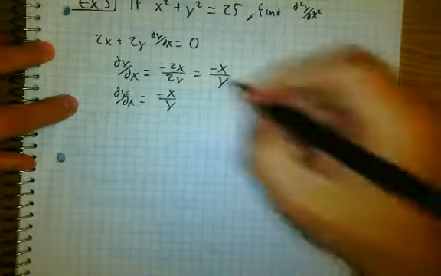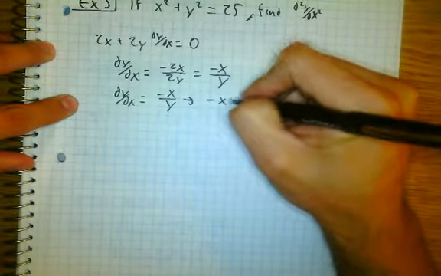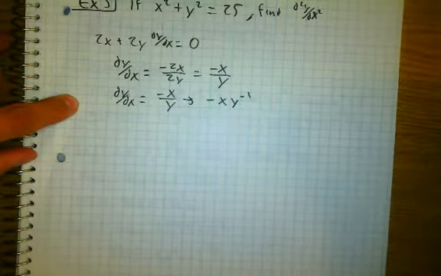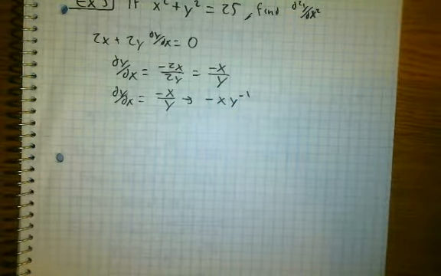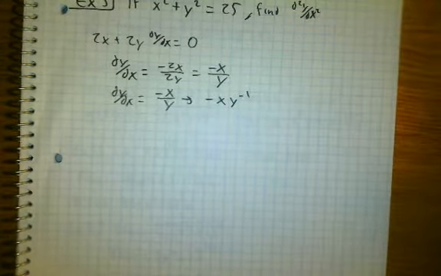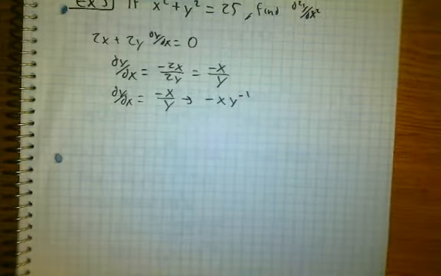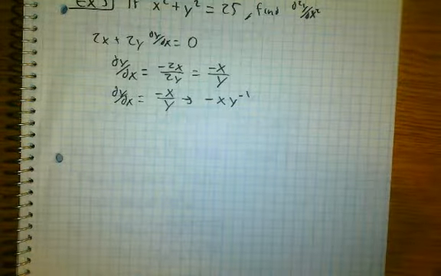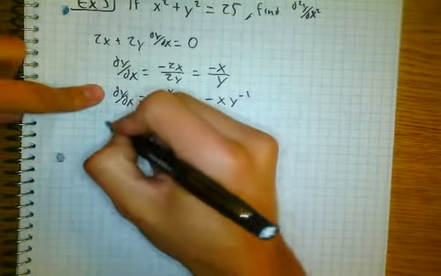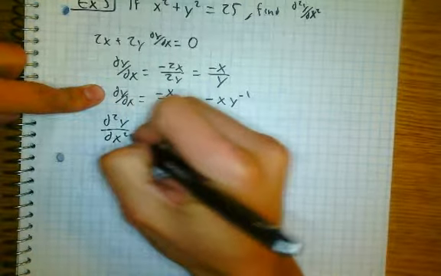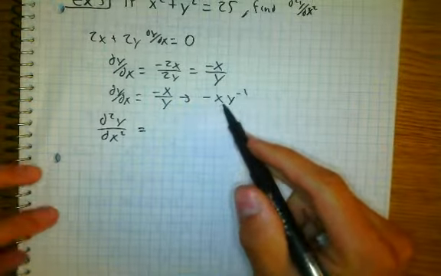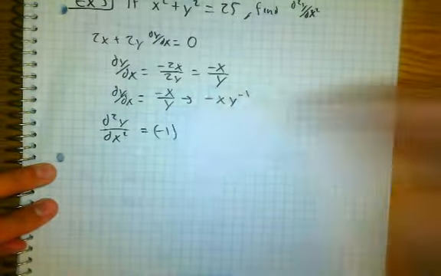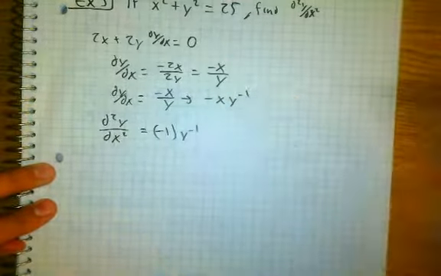Now, can I rewrite this for the moment as negative x times y to the negative 1? Are you okay with that? Well, if you want to find the second derivative, what are you going to do? We don't need the chain rule, just the product rule, because there's no reason to use a chain rule here. So the second derivative is equal to, using the product rule, what is the derivative of negative x? Negative 1. So it's going to be negative 1 times y to the negative 1.